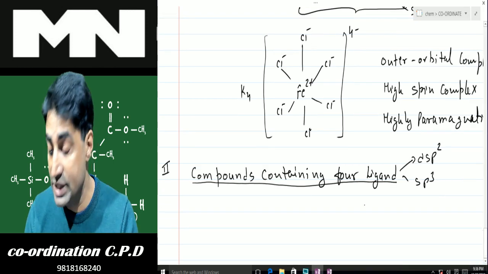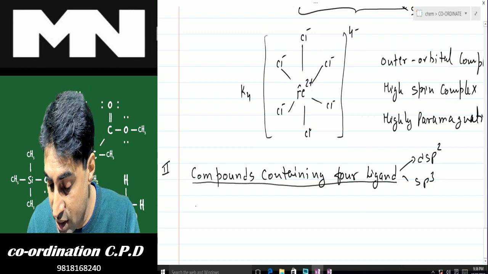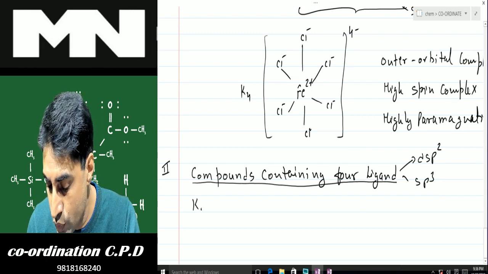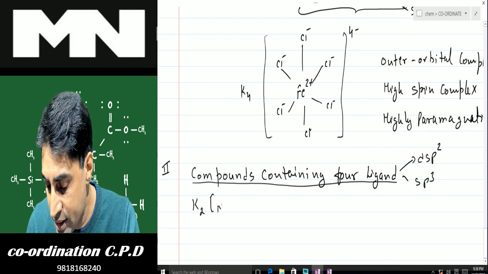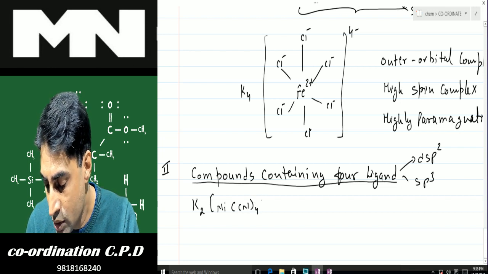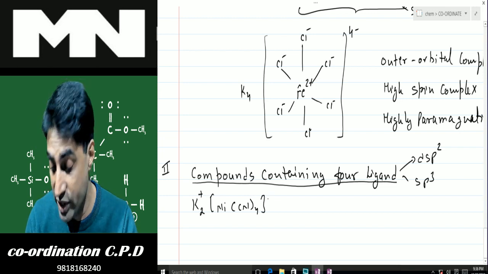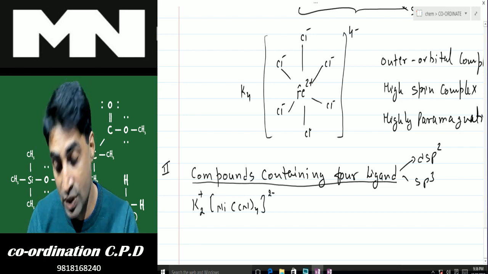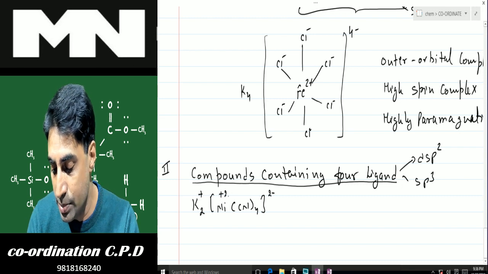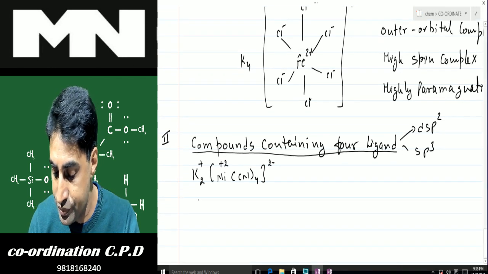Again, I'll give you an example of that. Suppose I've got a compound like K2[Ni(CN)4]. Now in this compound, since it is 2K positive, that means the coordination sphere has got 2 negative charge. That automatically means nickel has got a +2 oxidation state.